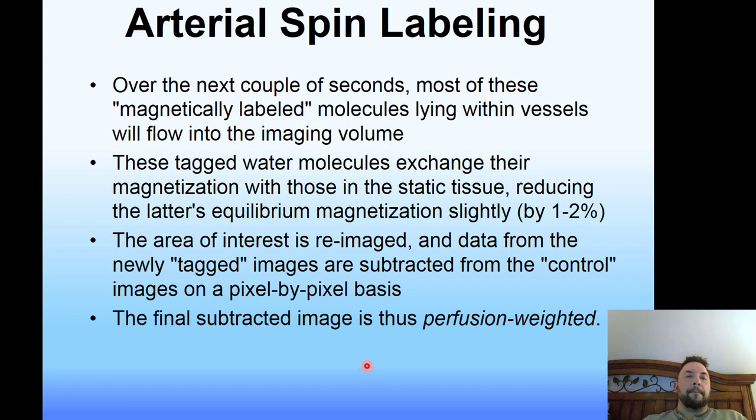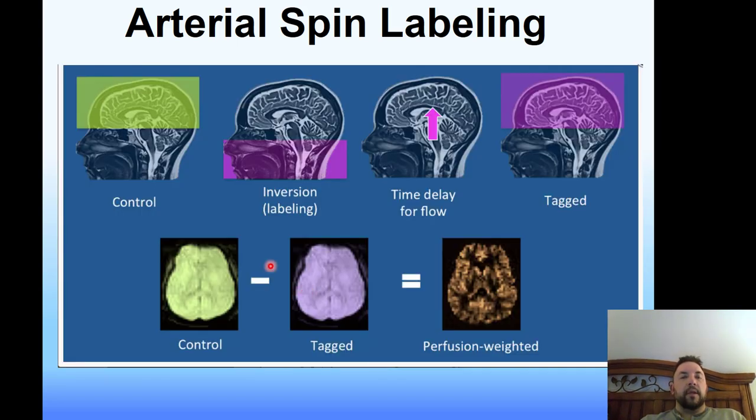Next couple of seconds, most of these magnetically labeled molecules lying within the vessels will flow into the imaging volume. These tagged water molecules exchange their magnetization with those in the static non-moving tissue, reducing the latter's equilibrium magnetization slightly. Area of interest is re-imaged, and data from the tagged images are subtracted from the control taken prior on literally a pixel by pixel basis. So the final subtracted image is basically perfusion weighted. So now you have the control, you have your labeling, the time delay for the flow, and now it's tagged. So the control minus the tagged equals perfusion weighted.